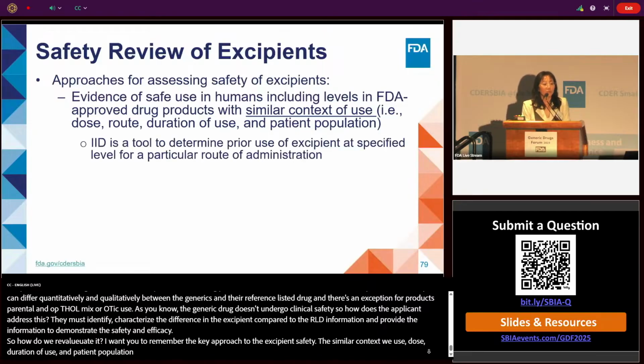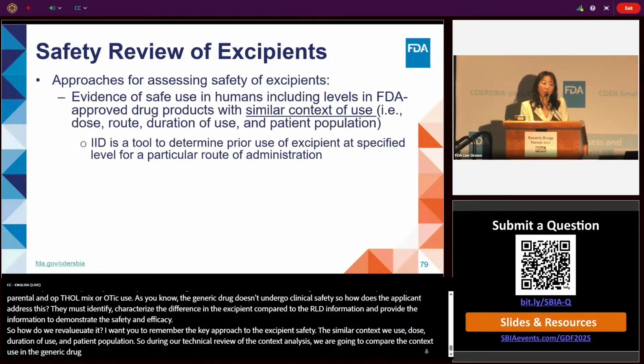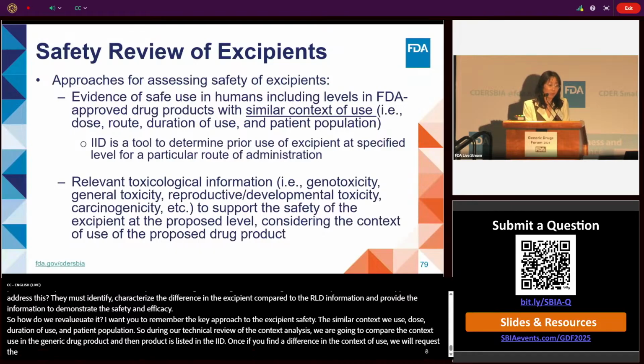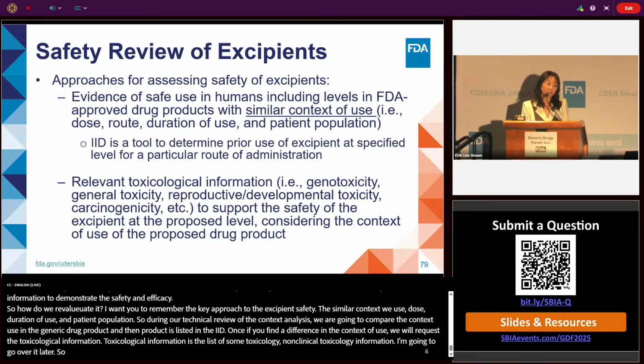During our technical review of the context of use analysis, we compare the context of use in the generic drug product and the product listed in the IID. Then, if you find some difference in the context of use, we will request toxicological information. These are some of the non-clinical toxicology information I'm going to go over later, and they support the safety of the excipient.